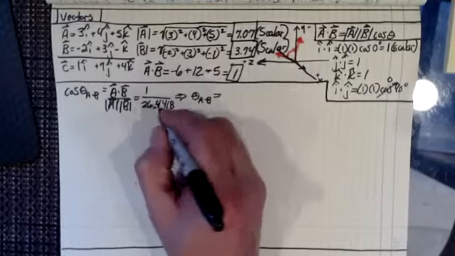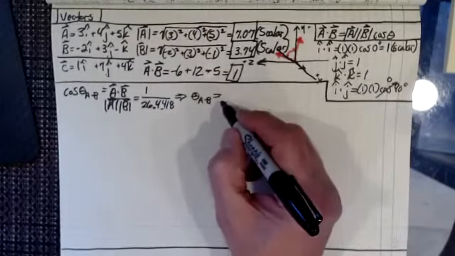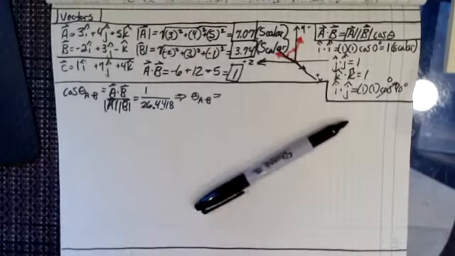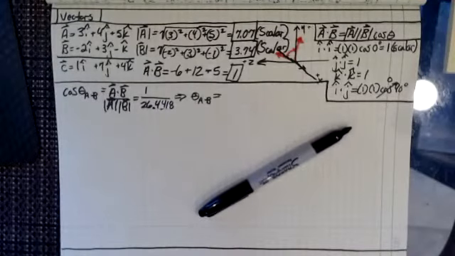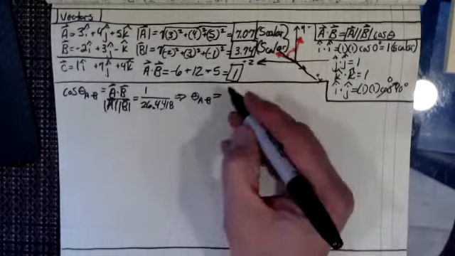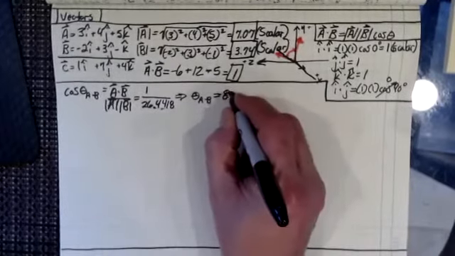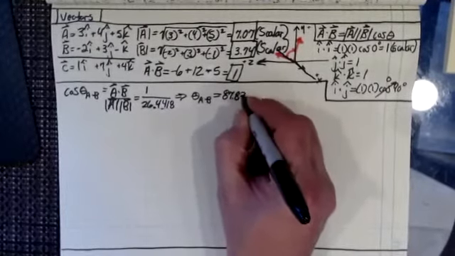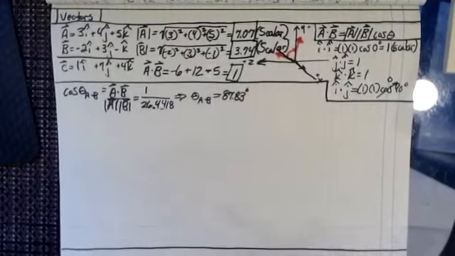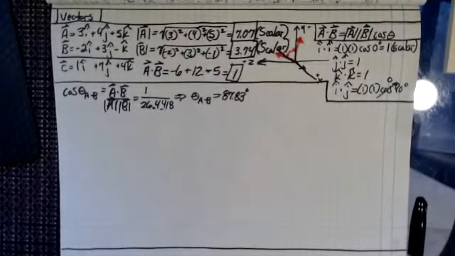And since it's pretty close to 90 degrees, I want to get it pretty much exactly as possible. So if I take the inverse cosine of 1 over that, 26.4418, inverse cosine gives me 87.83 degrees. So almost 90 degrees, not quite 90 degrees.